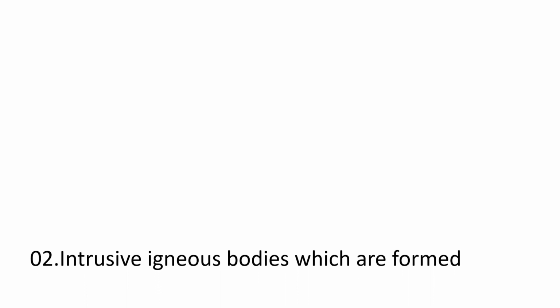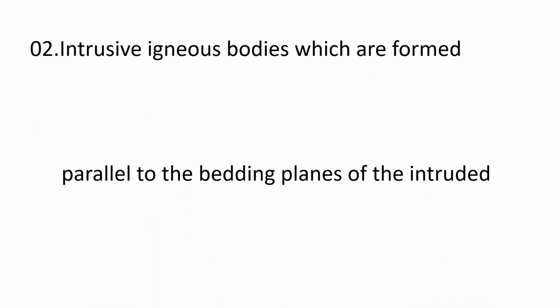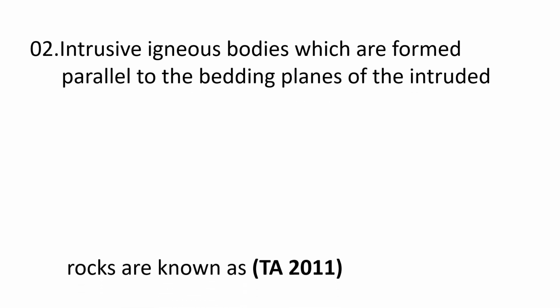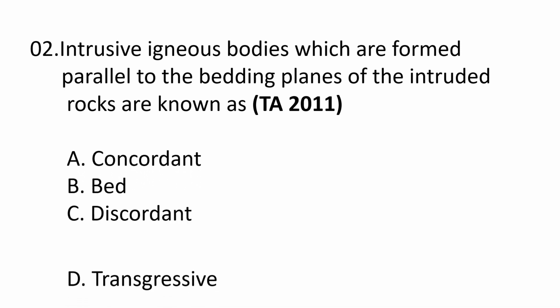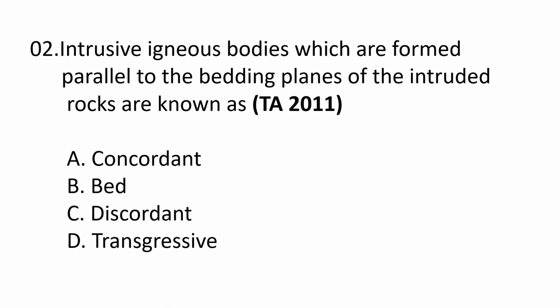Coming to the second question. Intrusive igneous bodies which are formed parallel to the bedding planes of the intruded rocks are known as. Choices are A. Concordant, B. Bed, C. Discordant, D. Transgressive. The correct answer is A, concordant.